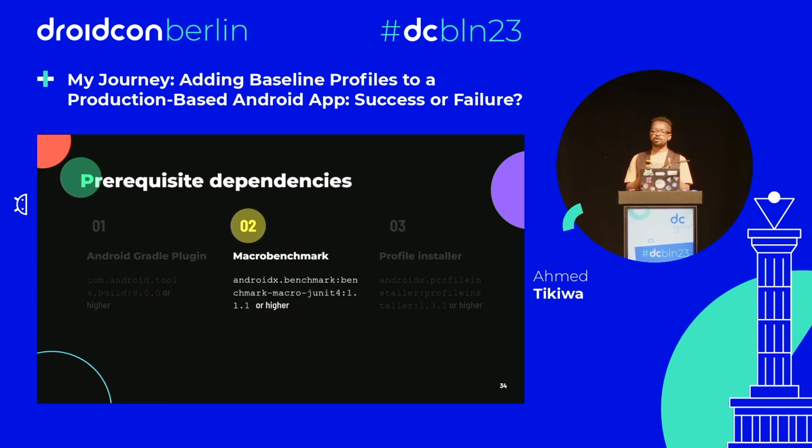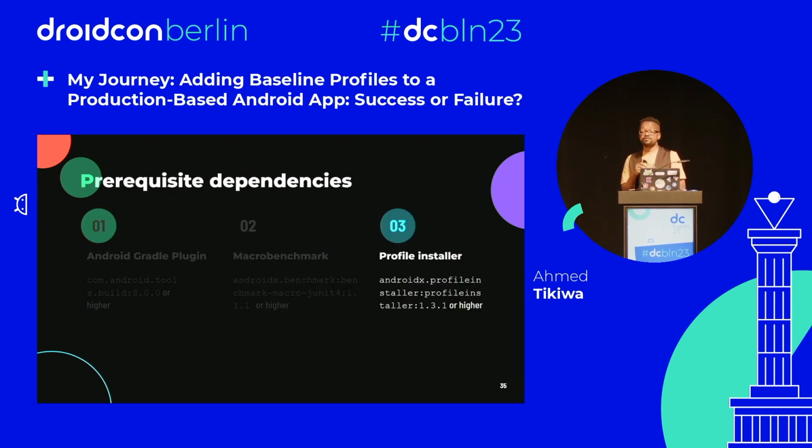Then the baseline profile is generated by a specialized macro benchmark test. Once this profile is generated, it is extracted from the device under test and then placed into the app source main folder for the profile installer to pick up. The profile installer is responsible for picking up and installing the baseline profile during app installation.